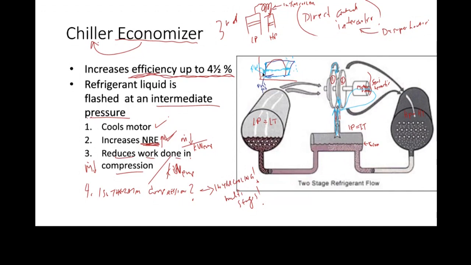The liquid then goes from intermediate pressure to low pressure. We do still get flash, but much less flash gas. And if we have less flash gas, we get a greater net refrigerating effect. And that means that we circulate less refrigerant per unit time. And it's a win-win-win-win-win situation.